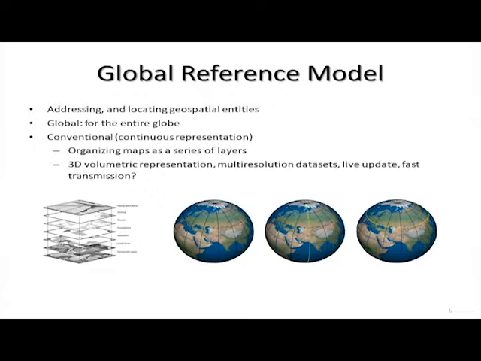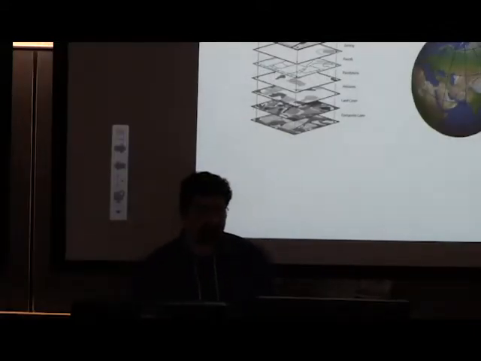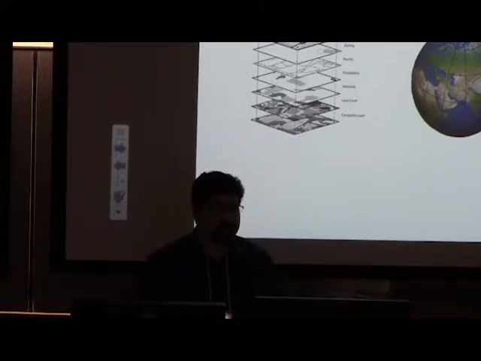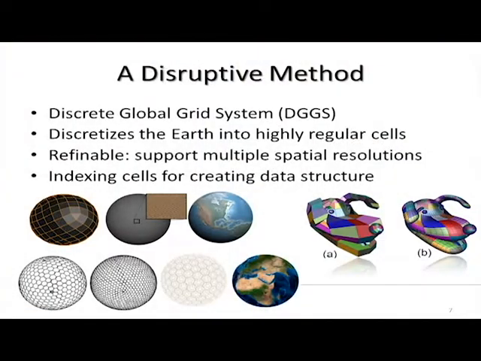And unfortunately, the conventional techniques, which are based on continuous math and lat-long representation, cannot address many of these challenges and this explosion which is happening. So we have this need for multi-resolution data sets. We need live updates. We need fast transmission. And having lat-long representation is not helpful for doing that. But there is a disruptive alternative method, which is, as expected, a discrete representation for the Earth, which is currently called discrete globe grid system, or DGGS.